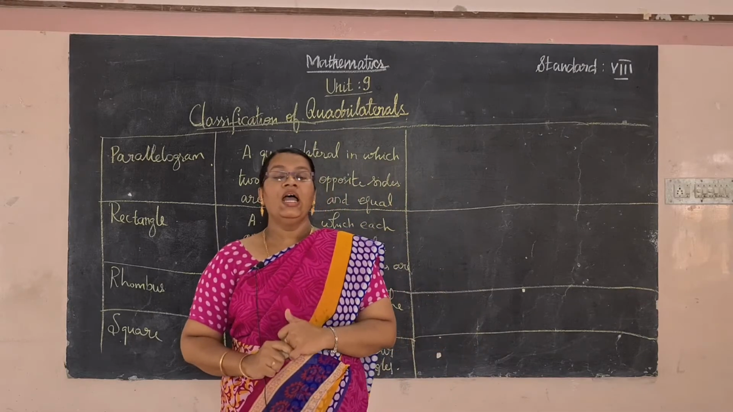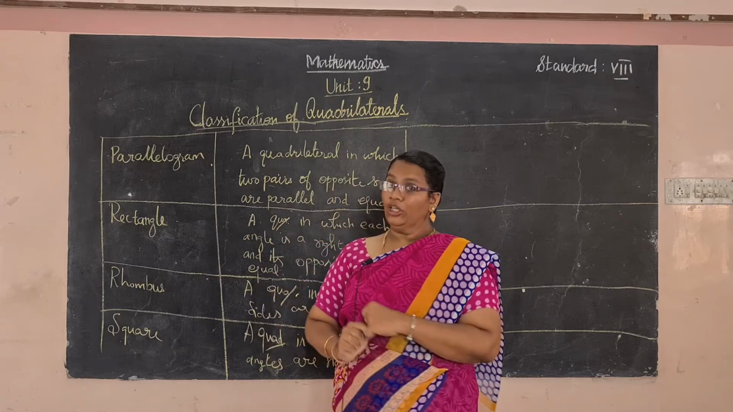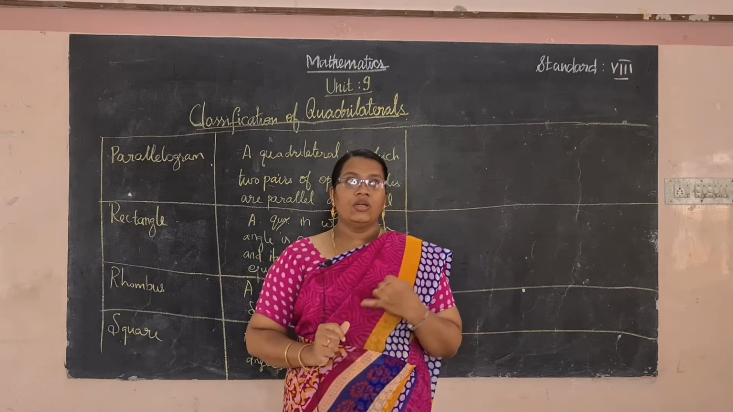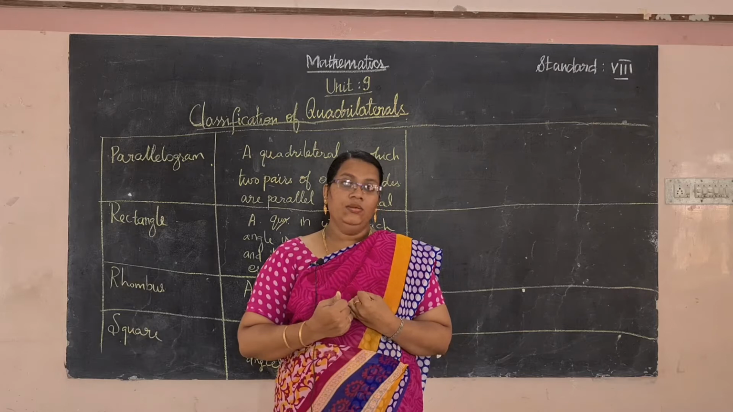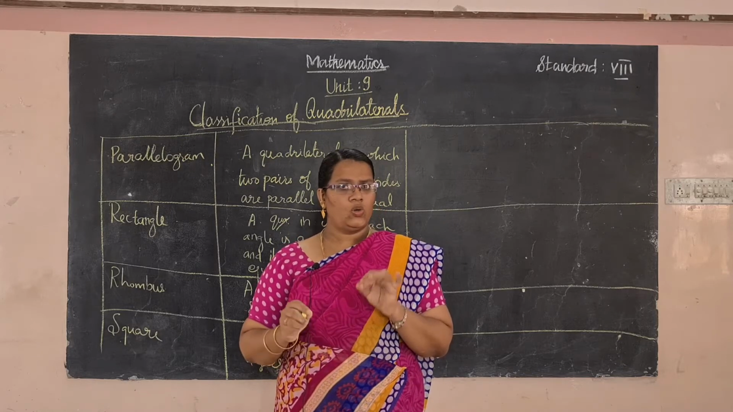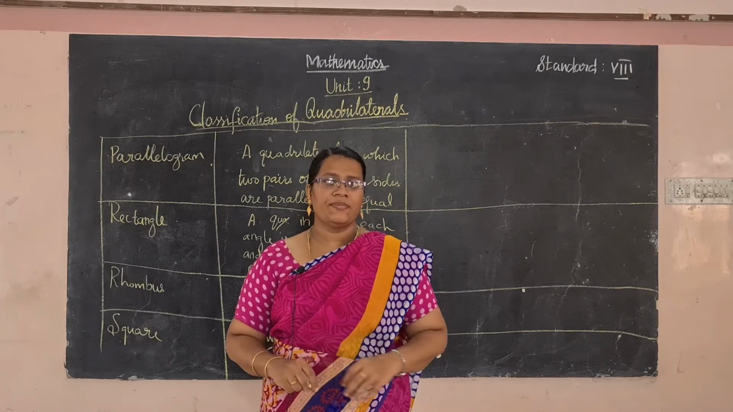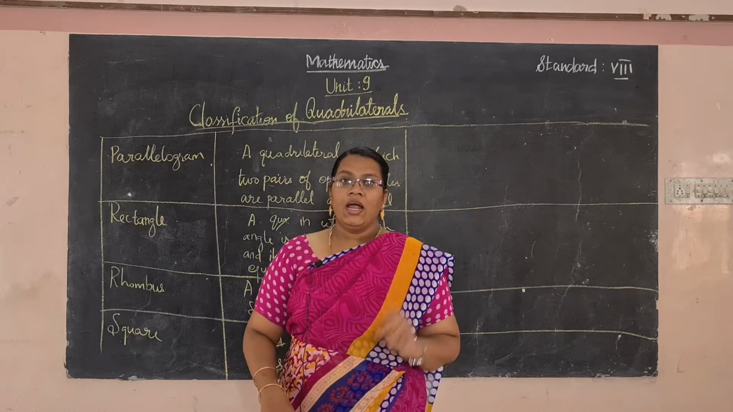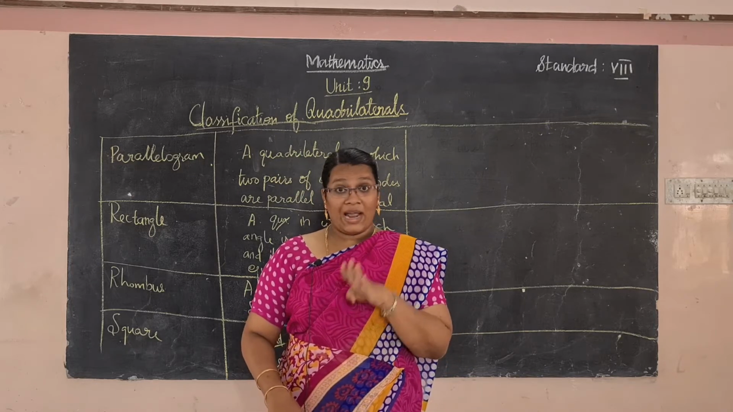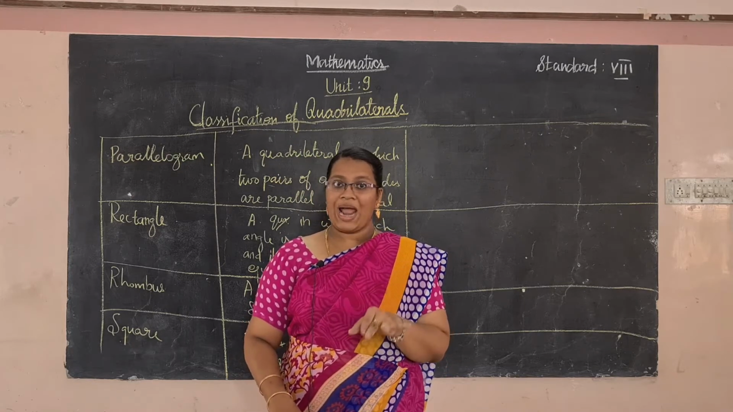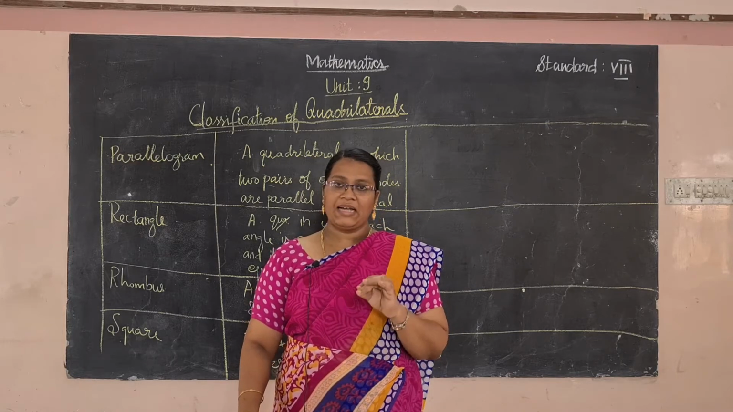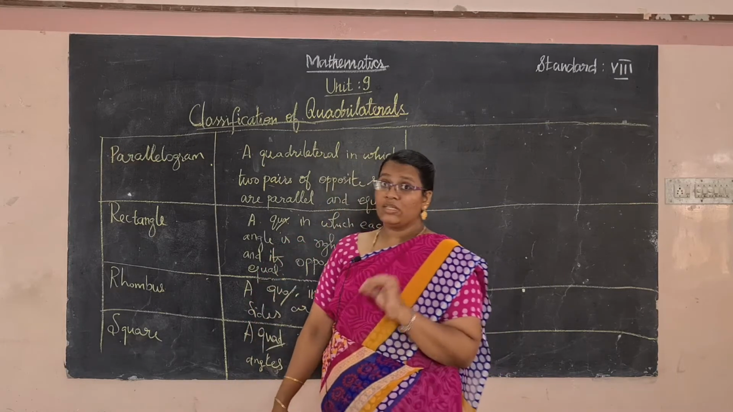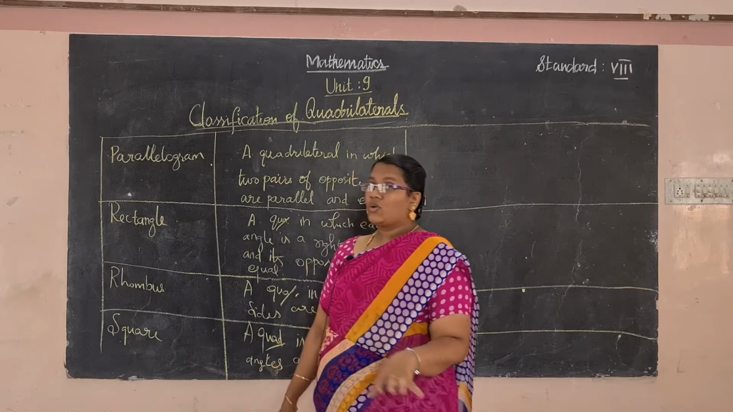Good morning everyone. In a previous class we have learned about the quadrilateral. So what is the definition of quadrilateral? A quadrilateral is a closed figure bounded by four line segments. It has four sides, four line segments, four angles, and four vertices. That is called the quadrilateral.